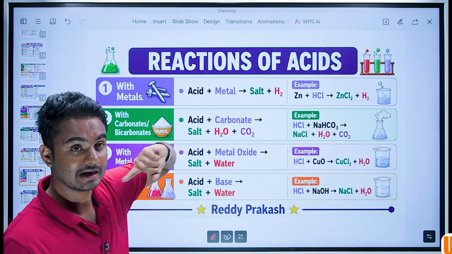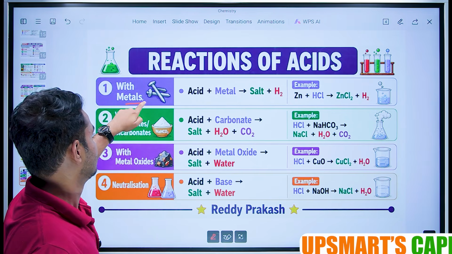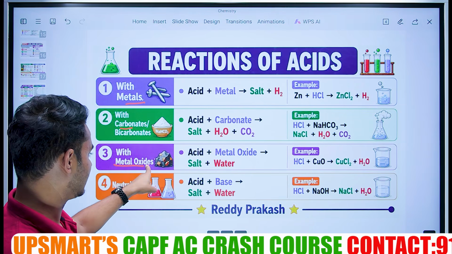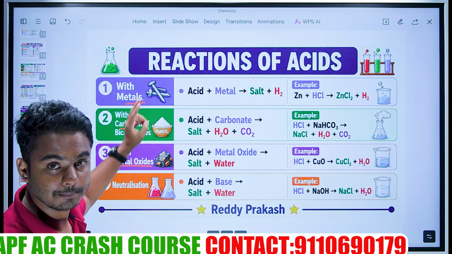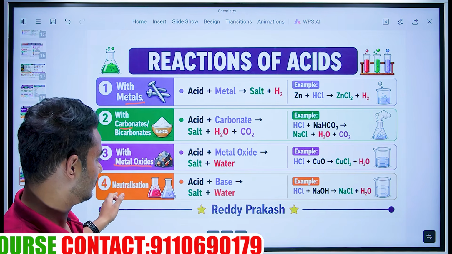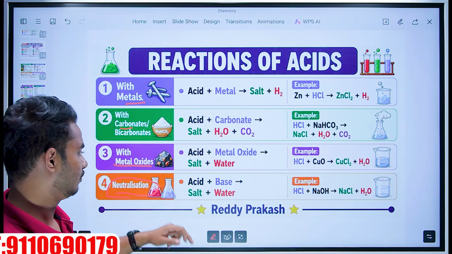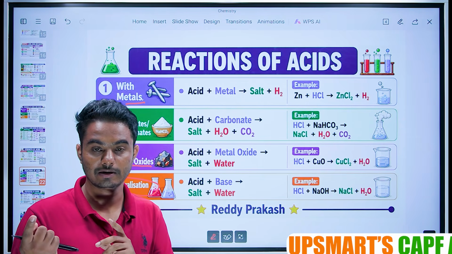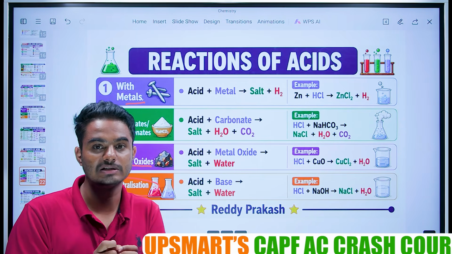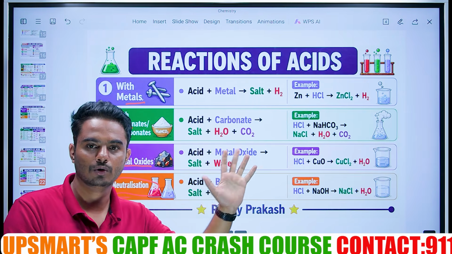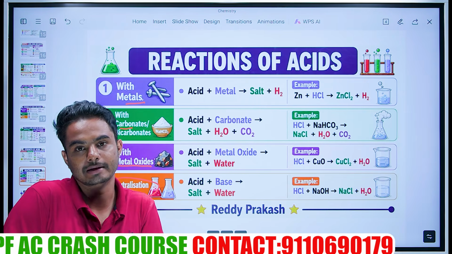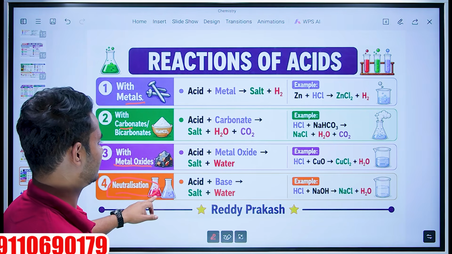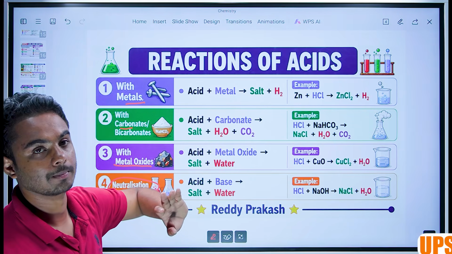When acid is reacted with metal, when acid is reacted with carbonates, when acid is reacted with metal oxide. Metal, metal oxide, carbonates. When acid is kept for neutralization. Neutralization means acids and bases combine to form salts, right? That process is called neutralization. Acid will go, base will go, it will form a neutral, that is pH 7. Okay, this is easy, but these three you have to remember.